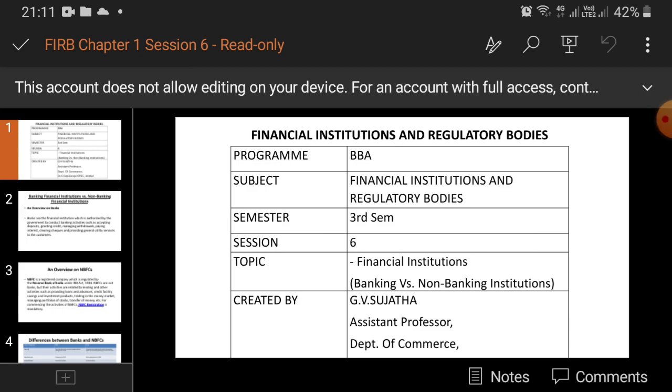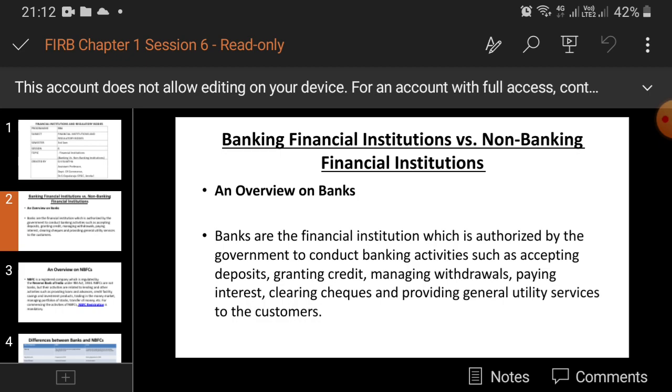So, this session concentrates on differentiating between banking and non-banking institutions. In our previous sessions, we've learned in detail about the activities of banking institutions and the activities of non-banking institutions. So let us take in detail the differences between these two by understanding the meaning of each of these. Coming to banking financial institutions, an overview of banks.